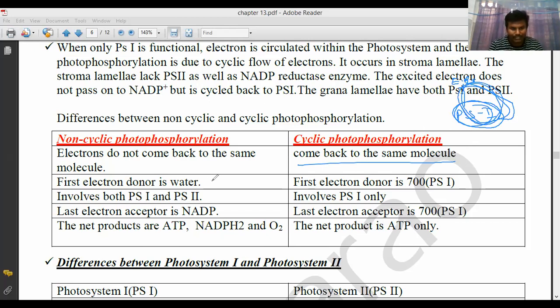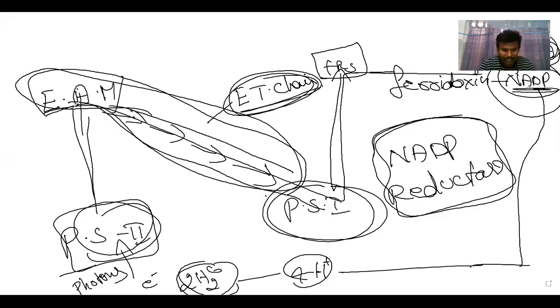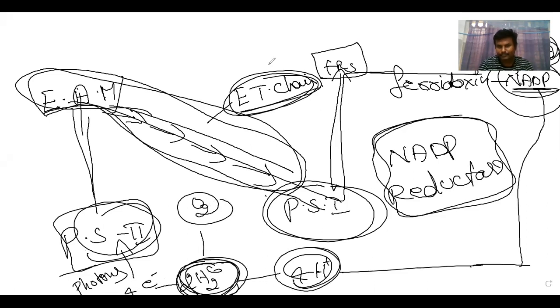First, the electron donor is water. In non-cyclic photophosphorylation, the electron donor is the water molecule. For non-cyclic photophosphorylation, the electron donor is the splitting of the water molecule. This water molecule splits and releases 4 electrons. Oxygen escapes into the atmosphere. Protons are also released.